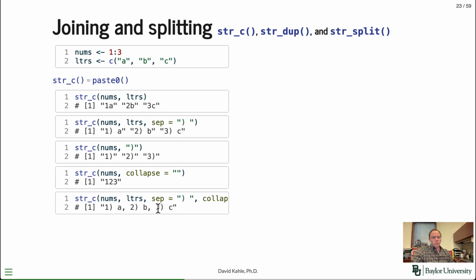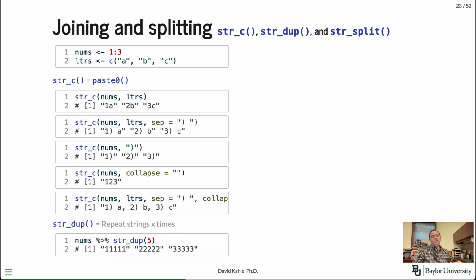Maybe I'll scroll this over quickly so you can see that they can both be used together just like with paste0. str_dup is going to take in a string and repeat it a certain number of times. So nums, str_dup 5 says go to nums 1, 2, 3, repeat each of those elements 5 times and str_c them together, concatenate them back together.